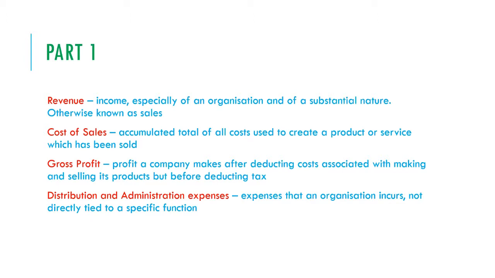The cost of sales is the accumulated total of all costs used to create a product or service which is being sold. This does not include your distribution and administration expenses. Your gross profit is the profit a company will make after deducting the costs associated with making and selling its product before deducting tax. So it's essentially revenue take away cost of sales.